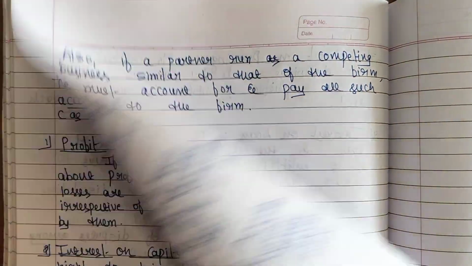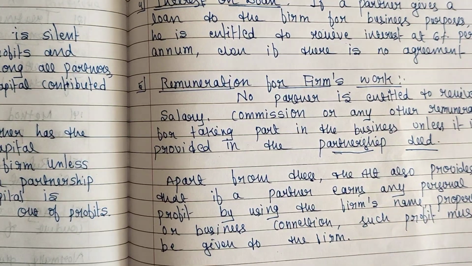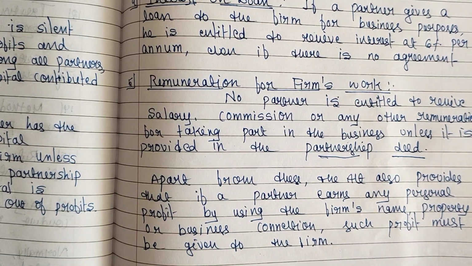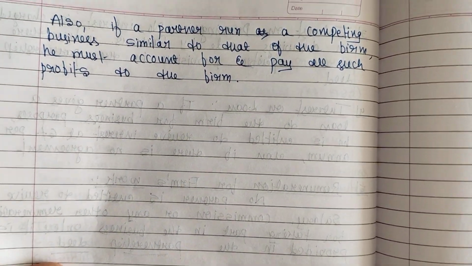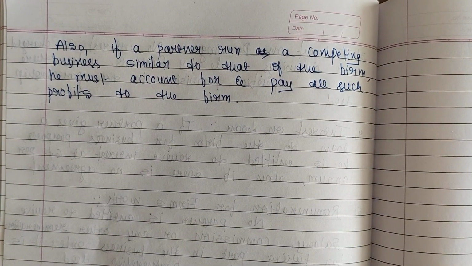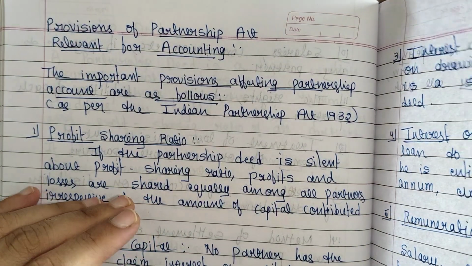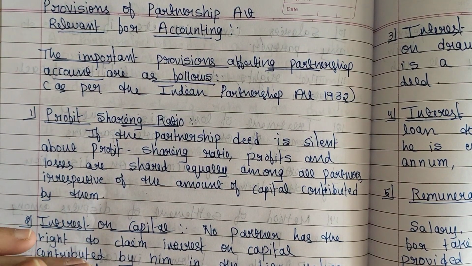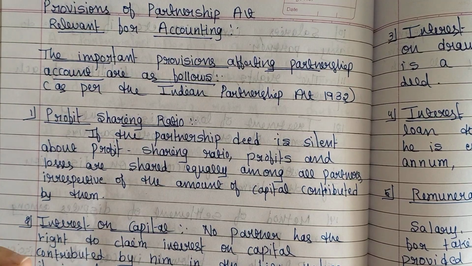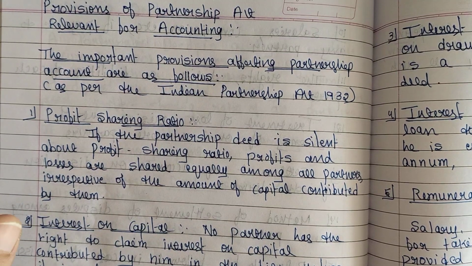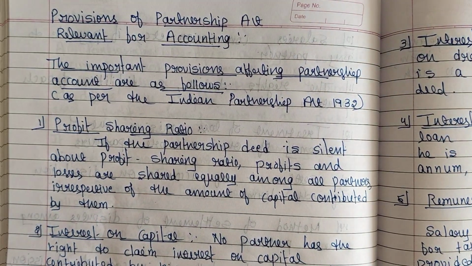Clear? So what are the two provisions? First one, if a partner earns any personal profit by using the firm's name, property or business connection, that profit must be given to the firm. And if a partner runs a competing business similar to that of the firm, he must account for and pay all such profits to the firm. Clear? So these are the provisions of the Partnership Act 1932. If it is not mentioned in the partnership deed or agreement, we need to follow the provisions of the Partnership Act 1932. Clear? So I hope this concept is clear to you all.